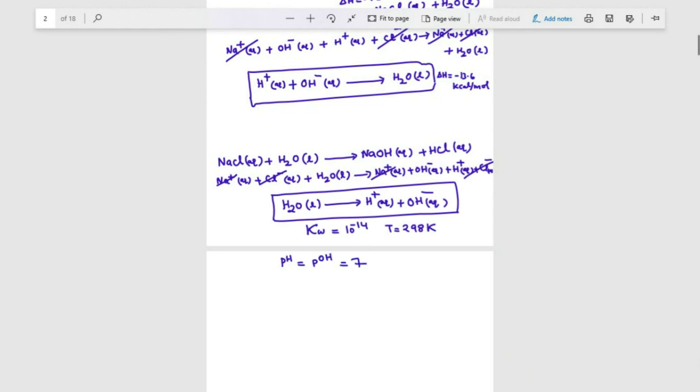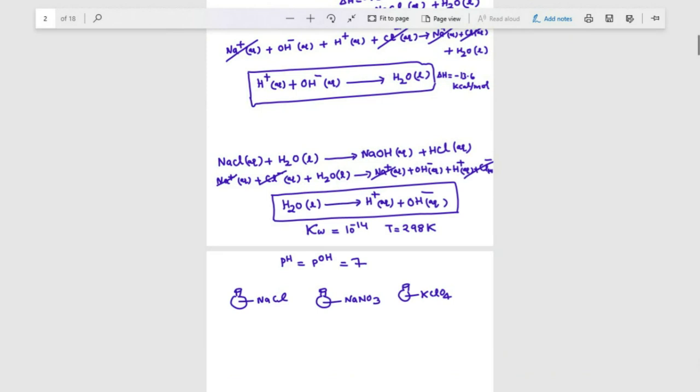So whenever we are talking about a solution of a strong base and strong acid, like if I am saying, what is the pH of NaCl solution, so pH of NaCl solution will be 7 at room temperature. What is the pH of NaNO3 solution? HNO3 is a strong acid, so we can say okay, the pH will be 7. Or if there is a solution of KClO4, so HClO4 is a strong acid and KOH is a strong base, so pH will be 7.